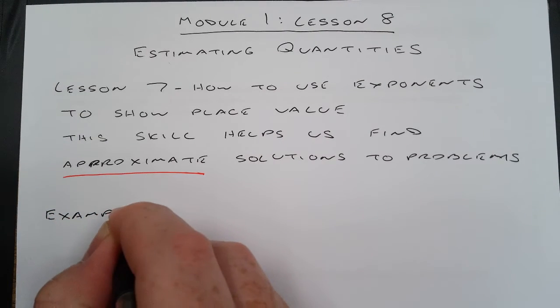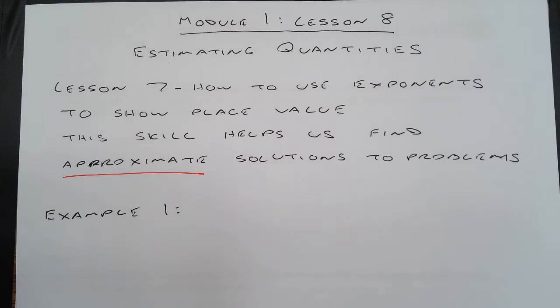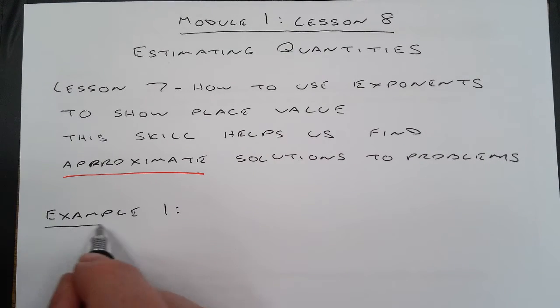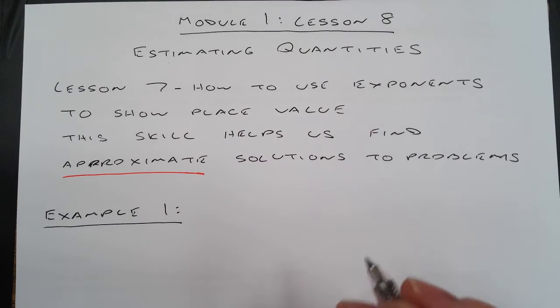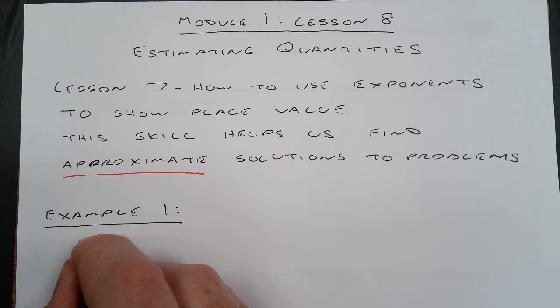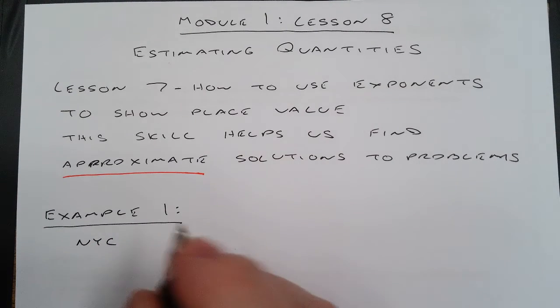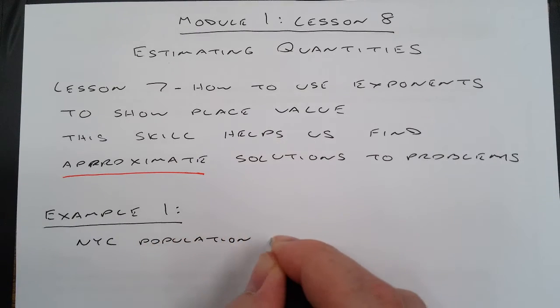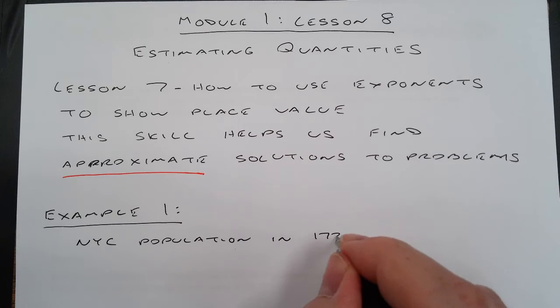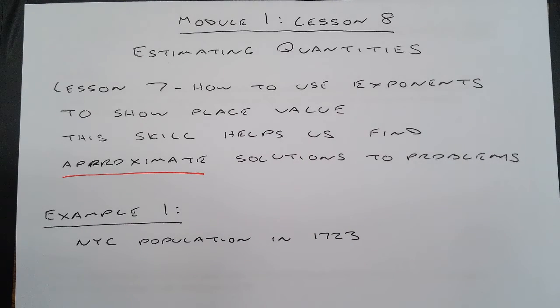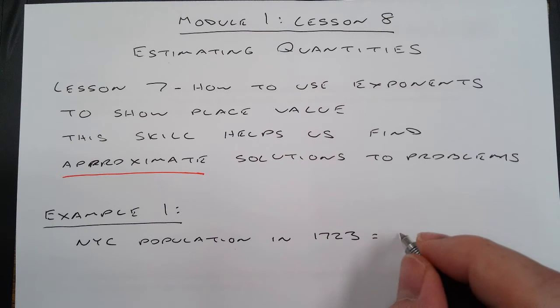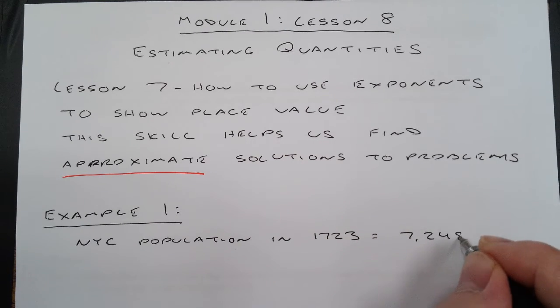Example 1. Remember, I am asking you to follow along with the notes, copy them down on a piece of paper, copy them down in a notebook, so you have something to refer to. Example 1, let's talk about New York City. Instead of writing out New York City, I'm going to put NYC. The New York City population in 1723, before the United States was even a country, the population of New York City in 1723 was 7,248 people.